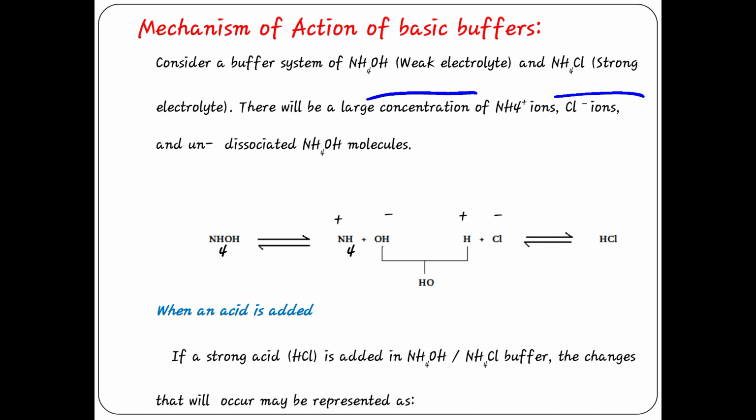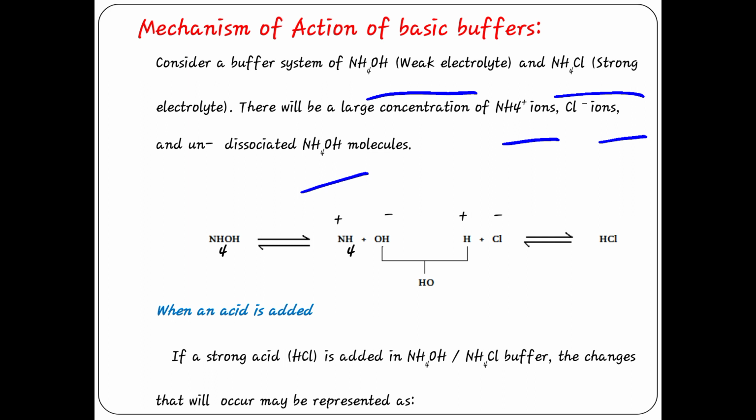Mechanism of action of a basic buffer solution. Consider a buffer system of ammonium hydroxide and ammonium chloride. Ammonium hydroxide acts as a weak base. Ammonium chloride, the salt of this weak base, acts as a strong electrolyte. There will be a large concentration of ammonium NH4 plus ions, Cl minus ions, and undissociated ammonium hydroxide molecules.